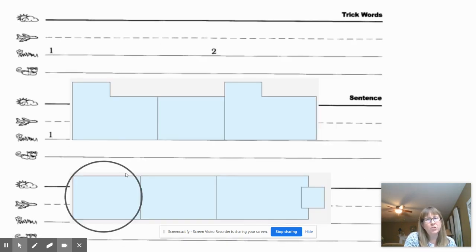Okay, we're gonna look at our trick words. Our first trick word is the word could. Everybody say could. Say the letter names, write it, and give your teacher a thumbs up. Trick word number two is the word should. Should. Go ahead and say the letter names, write it, and then give your teacher a thumbs up.